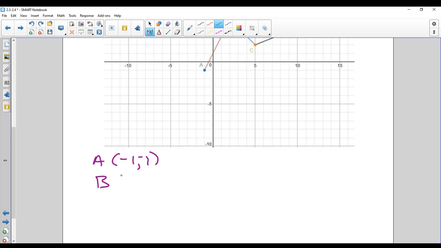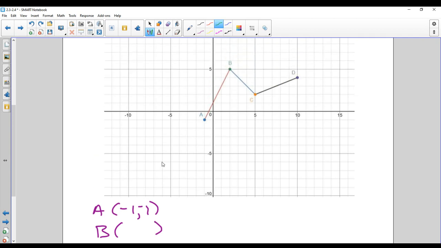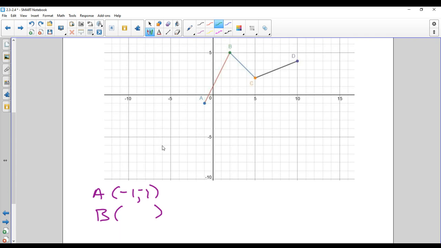And let's put the ones for B as well. Let's just list them all out, right? Athuzan, what's B? Give me the coordinates for B. The current coordinates, what is it right now? No, sir. It's the other way around. X comes before Y, remember? Right? So 2, 5.